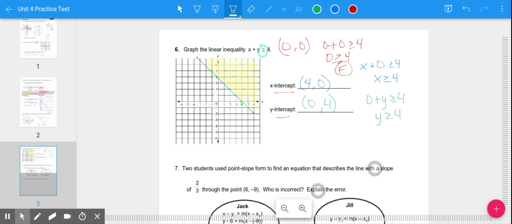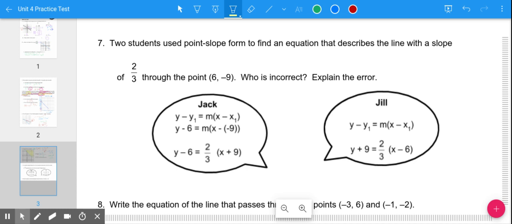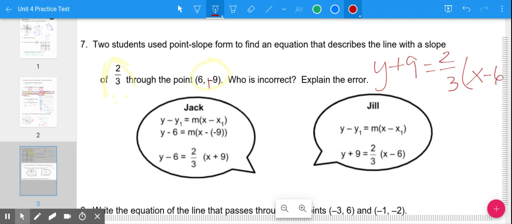Next problem says 2 students use point slope to find an equation that describes the line with a slope of 2/3 through the points 6, -9. Who is correct? So this is our slope, and these are our points. I'm going to plug it into the equation for myself. So it's my y minus my y1. So this would be y plus 9 equals 2/3 times x minus my x1. And my x1 is positive, so I'm just going to make it negative. So that would be my equation. Who did this?